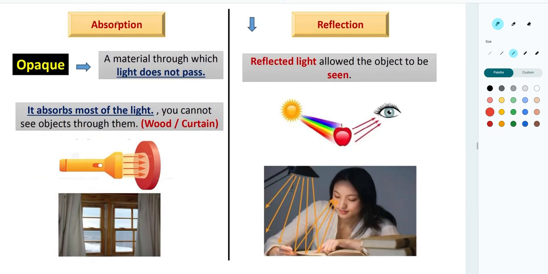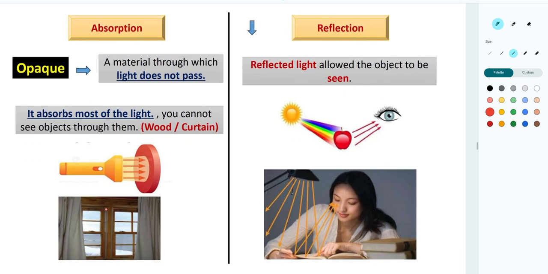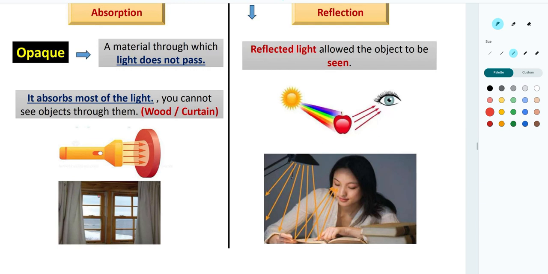Then we have opaque objects. Opaque objects are materials through which no light can pass. So that means the light is mostly being absorbed. So it absorbs most of the light. You cannot see objects through them. So when we look at this picture here, the wood panes here are opaque and the curtains are also opaque. They are absorbing most of that light.